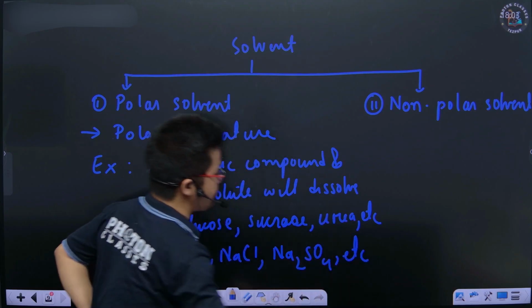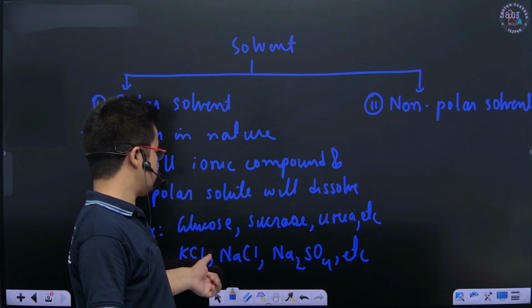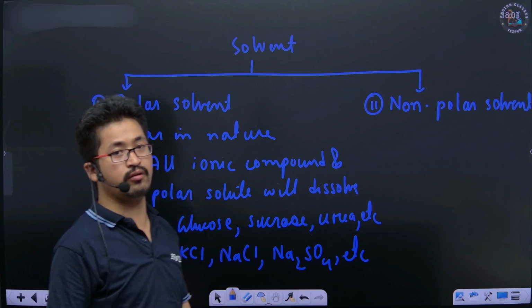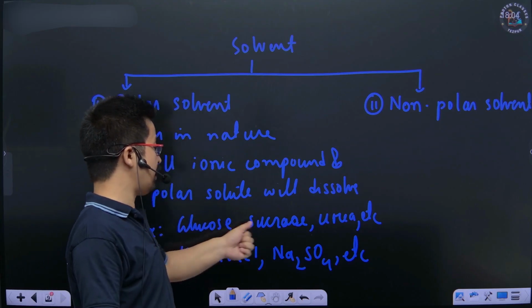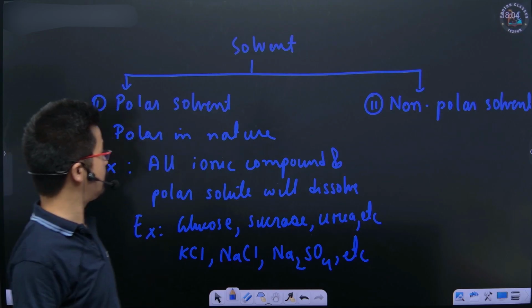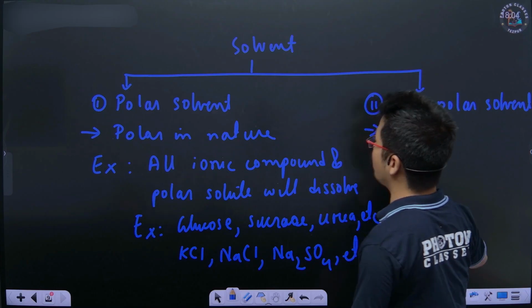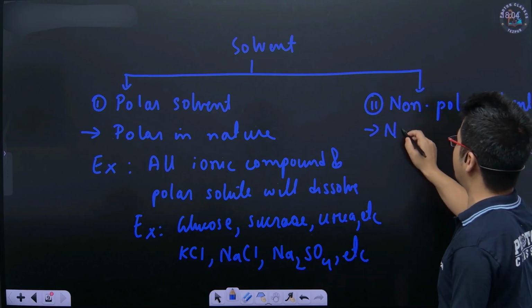So these are ionic compounds, right? All these solutes will be dissolving in polar solvent. Okay, that means the polar solutes as well as ionic compounds will be dissolving in the polar solvent. Similarly, in case of non-polar solvent, non-polar solute will dissolve in non-polar solvent.